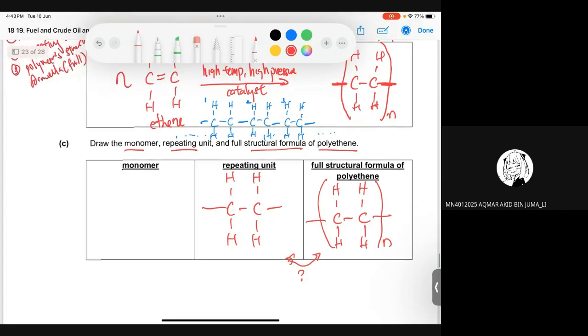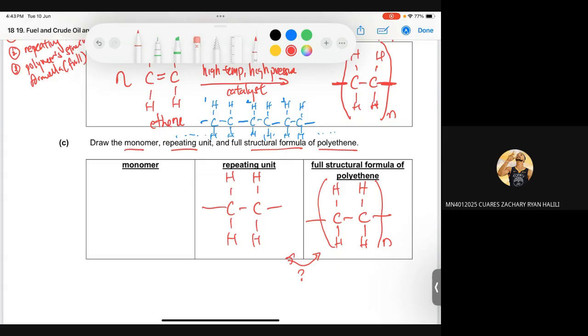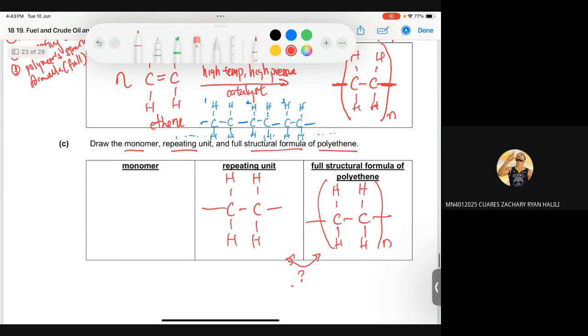Next one, Zachary. It's just one unit. So I want you to compare the two things that I drew. What's the difference between them? There's a bracket and then there's N number of times. So the bracket and N is what actually makes the difference between your repeating unit and the full structural formula of your polyethylene. Good, Zachary. So between the repeating unit and the full structural formula of the polymer, the difference lies in the bracket and the N. So think of the repeating unit as a stem. The full structural formula just tells you how many times it repeats in terms of the overall structure.